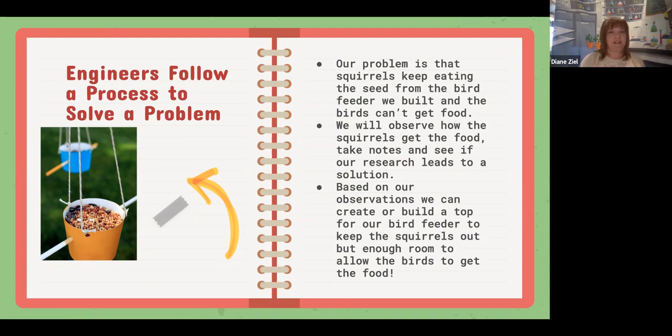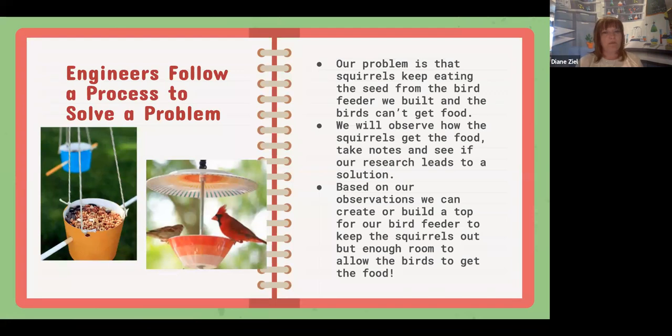So we engineered something that looked like this. We just took a simple plate and attached it to the top of our bird feeder. And now the squirrels can't get from the top, but the birds can easily access the food from the sides. We went through the design process, problem solved.